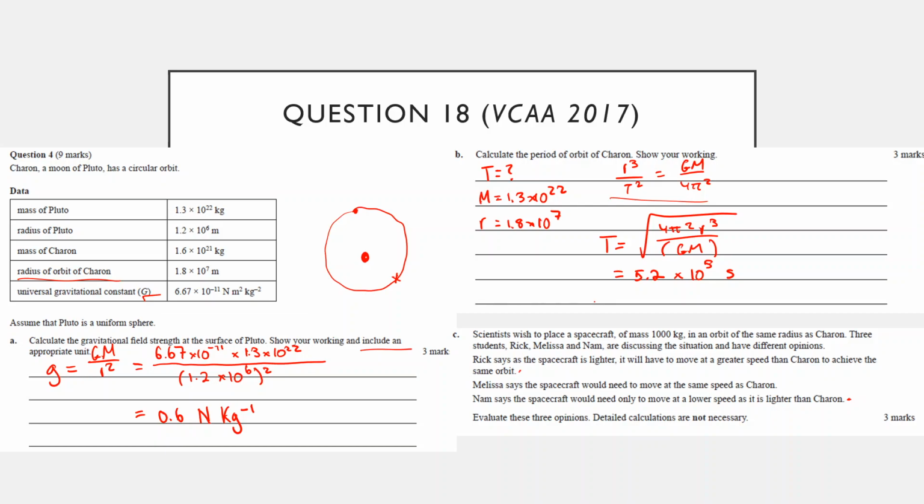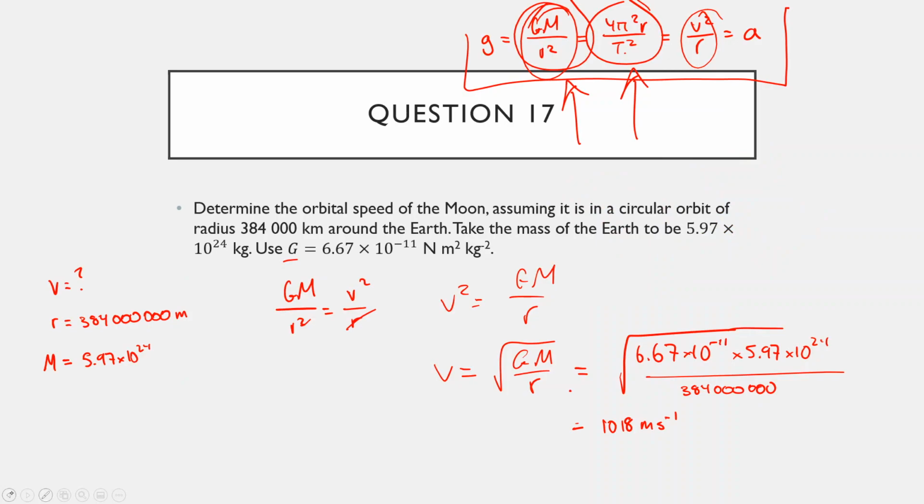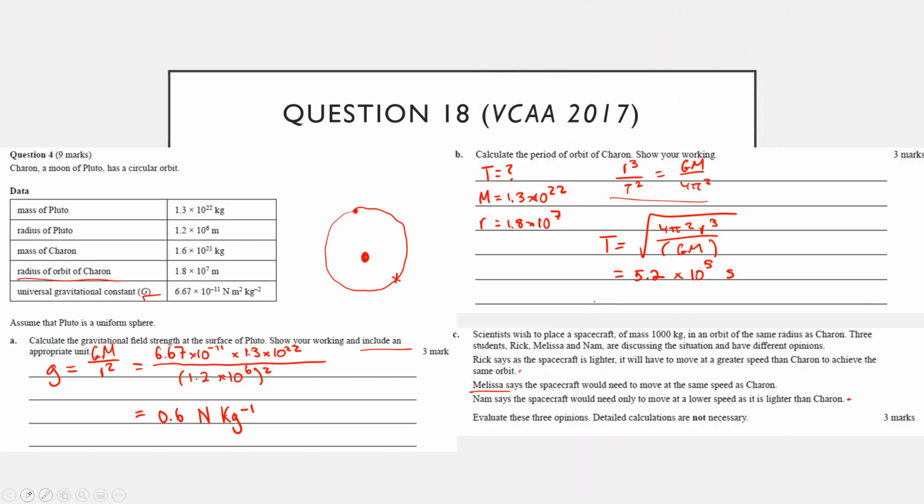The actual correct answer is Melissa. Melissa says the spacecraft would need to move at the same speed as Charon, and we've got to prove that or give reasons why we think that's the case. And it's as simple as this. If you go back a couple of questions where we worked out the orbital speed, we saw that the orbital speed only depends on the distance at which you are, r, from the central mass, M. It doesn't say anything about the mass of the actual thing that is orbiting. It's only the mass of the central body and the distance you are from it.